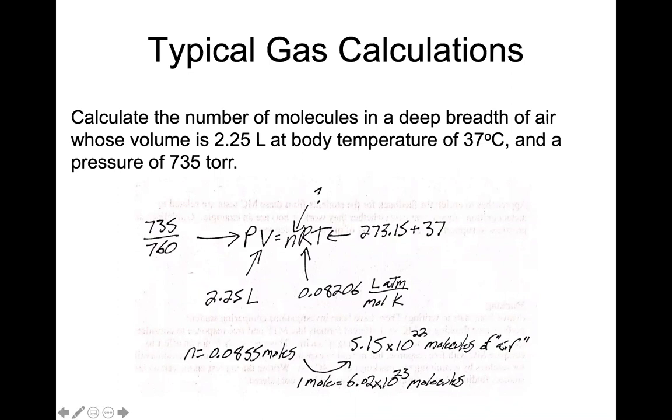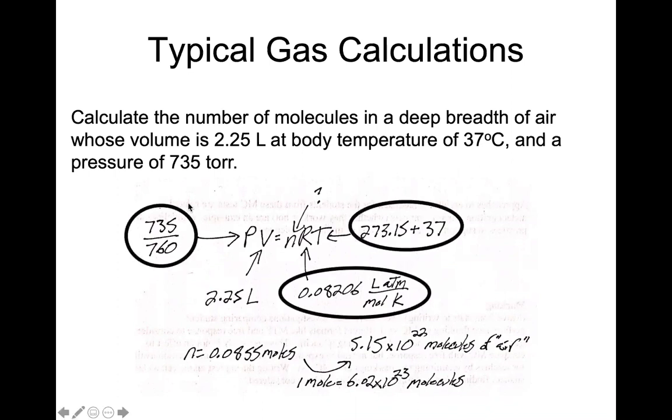So a couple different takeaways within this one. We did some unit conversions. When I set this up, I draw the unit conversions just on the outside.